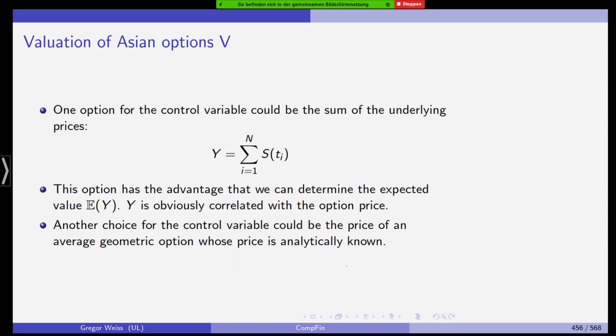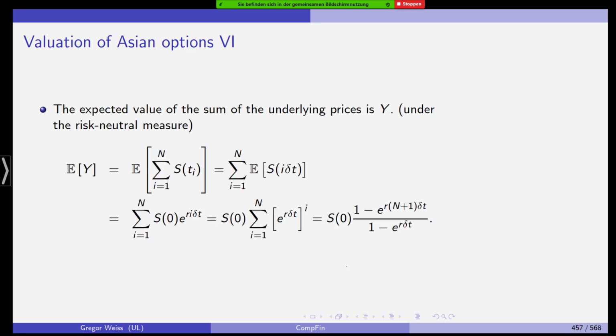Now, one option for the control variable could be the sum of the underlying prices. We need a variable y that is correlated with x, positively or negatively. Now, this option has the advantage that we can determine the expected value of y. Y is obviously correlated with the option price, in this case of an Asian average call. Another choice could be the price of an average geometric option, whose price is analytically known. We don't have this for the arithmetic option.